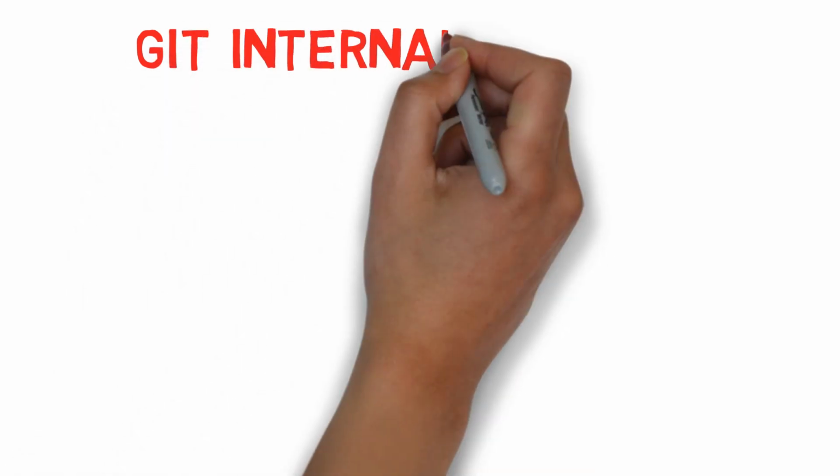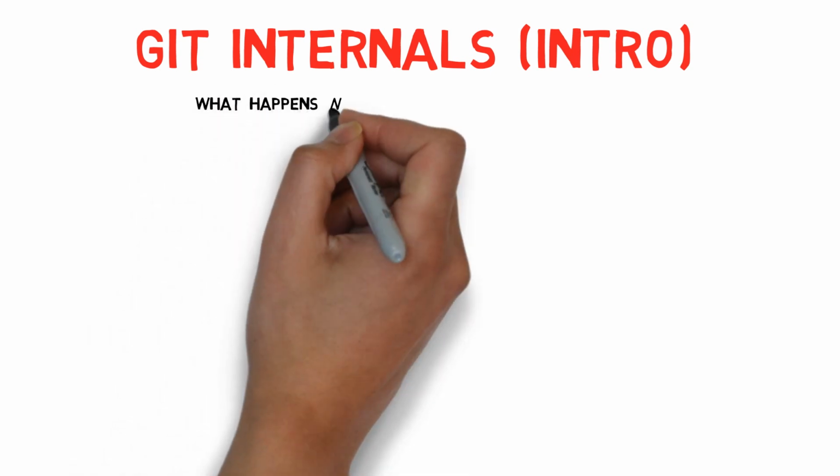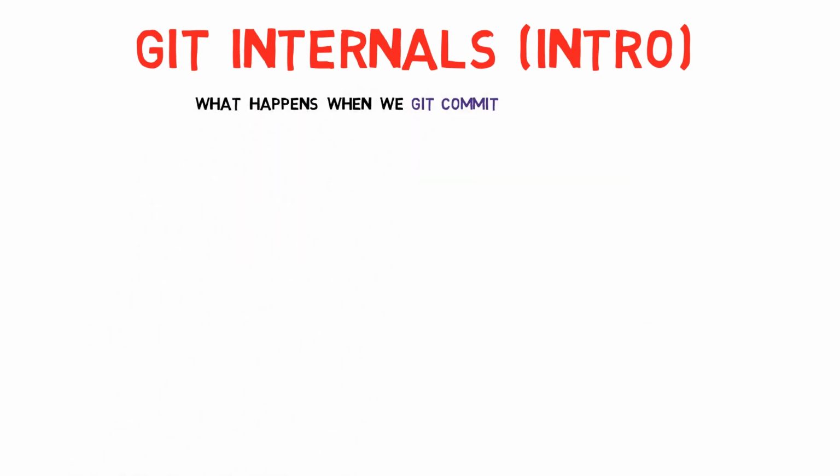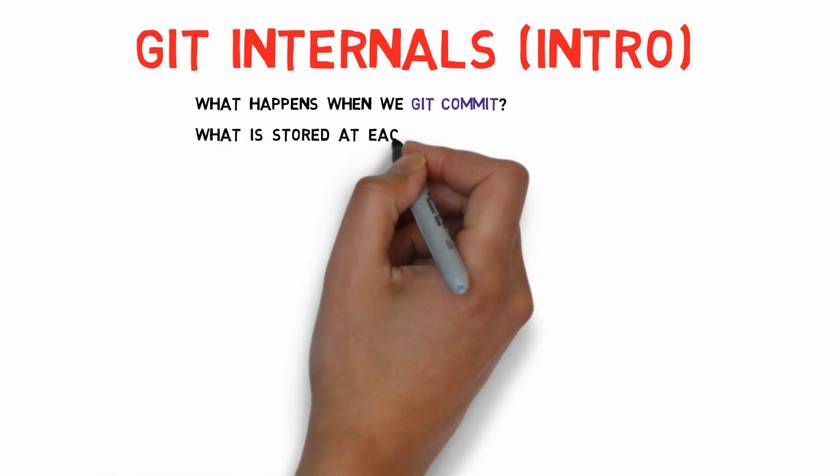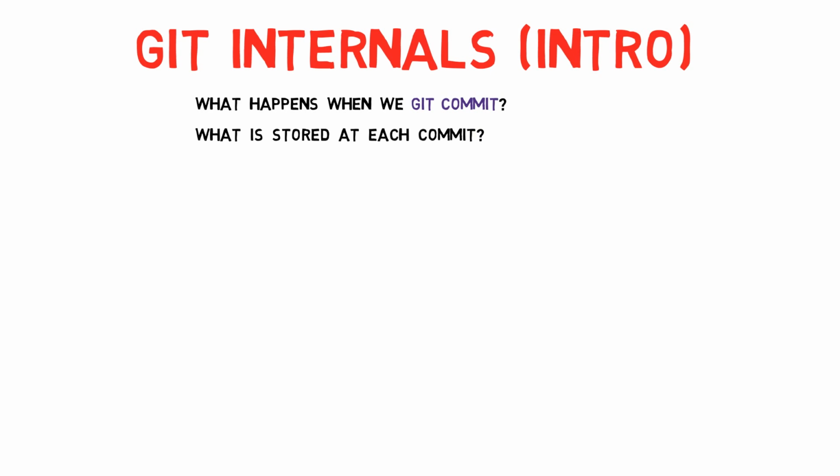Many of us use Git on a daily basis, but how many of us know what goes on under the hood? For example, what happens when we use Git commit? What is stored between commits? Is it just a diff between the current and previous commit? If so, how is the diff encoded? Or is an entire snapshot of the repo stored each time?